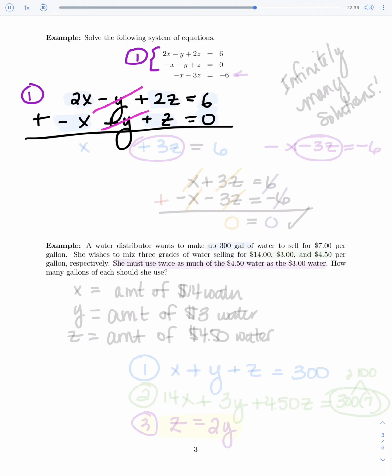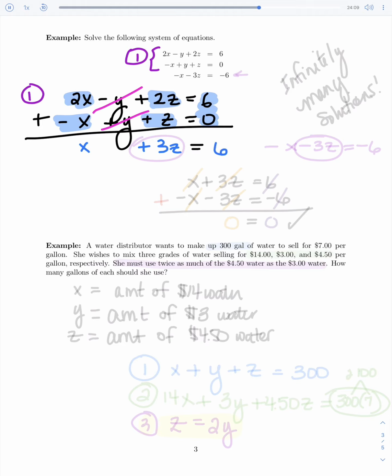So I can just add normally, which says I've got the 2x and a negative x, which when added up will just give us a positive 1x. I also have a 2z and a z, which will add and become a positive 3z. And on my other side of the equation, I have a 6 and a 0, which when added together will give me 6.